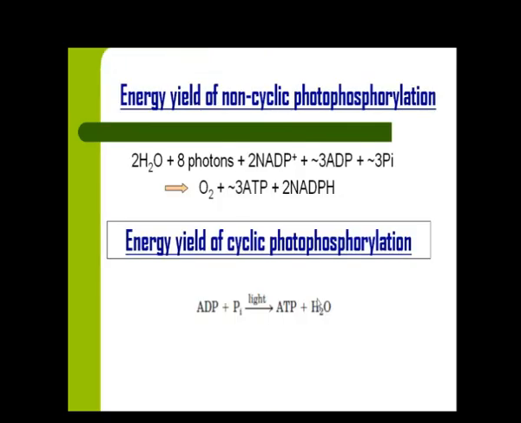Energy yield of non-cyclic photophosphorylation. Same reaction, I have just shortened it. 2 water, 8 photons. Okay. 2 NADP, they get converted to NADPH plus H plus. I told you approximately 3 ATP are generated. And this is non-cyclic. In non-cyclic, NADPH plus H plus is also generated. In cyclic, you can see only ATP is generated, not NADPH and H plus.